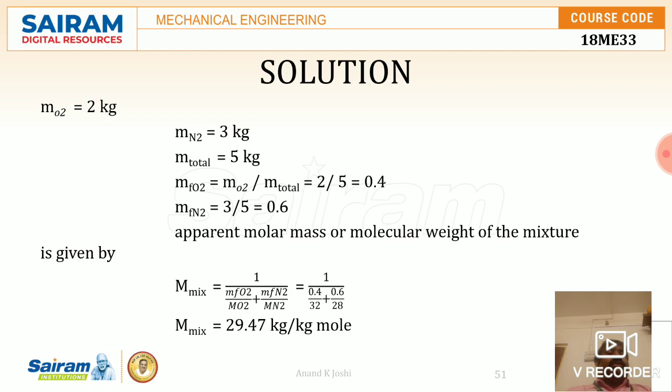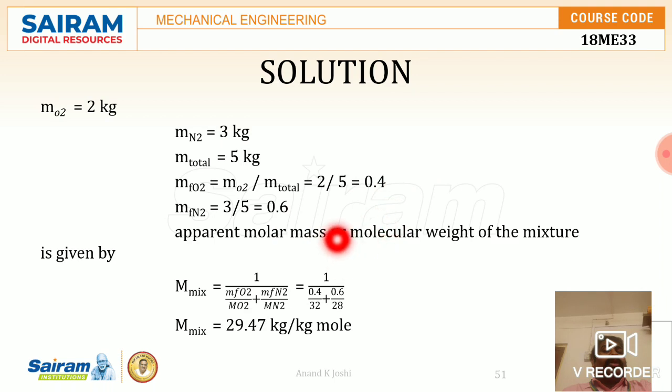To calculate the molecular weight of the mixture, we must know the molar masses. The apparent molar mass or molecular weight of the mixture we can calculate using this formula: 1 divided by the mass fraction of the O2 divided by the molecular weight of the O2, plus the mass fraction of the N2 divided by the molecular weight of the N2. The mass fraction of the O2 is 0.4, as we calculated here, and the mass fraction of the N2 is 0.6.